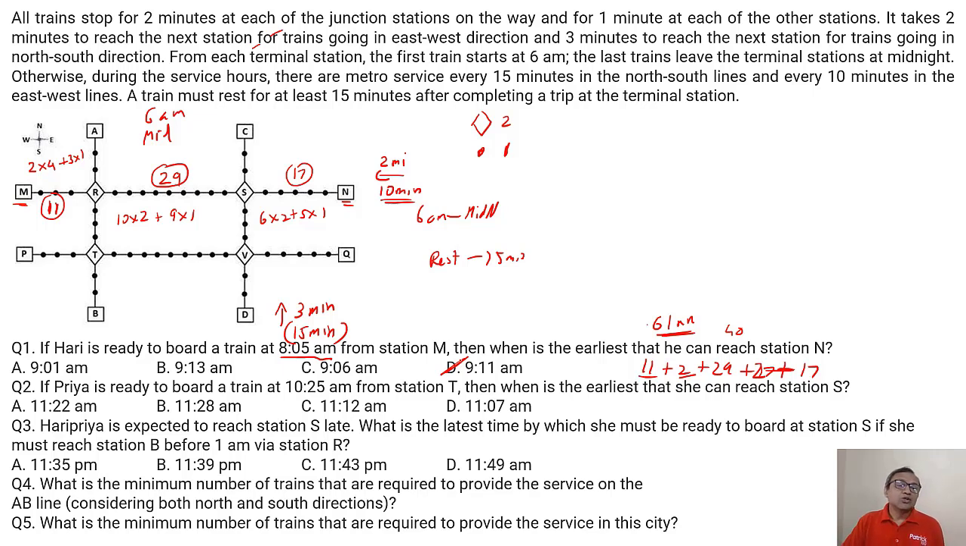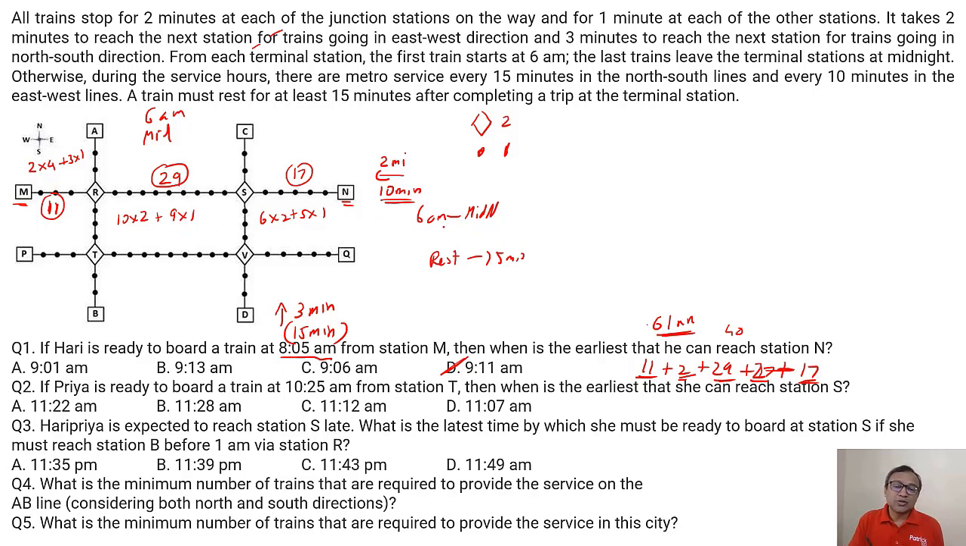I'll repeat this again. When you go from M to N, M to R takes 11 minutes plus 2 minutes at R, 29 minutes to go from R to S plus 2 minutes at S, and S to N will take 17 minutes. So the total time is 61 minutes if you add it up. 61 minutes is 1 hour 1 minute. But a train will start every 10 minutes from M.